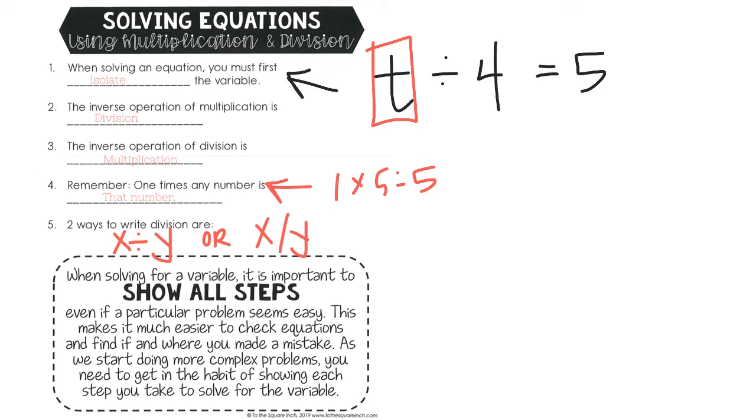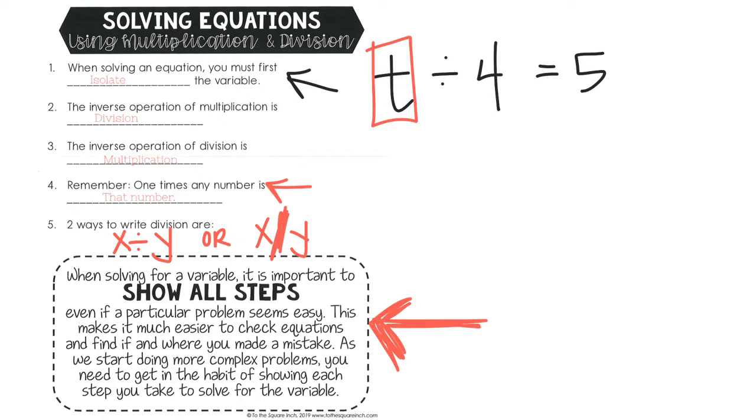And then the last thing: two ways to write division are x divided by y, or we can use that bar symbol. Make sure that you look at this bottom piece. Pause and read this if you need to, but it says, when solving for a variable, it is important to show all steps. Even if a particular problem seems easy, this makes it much easier to check equations and find if and where you made a mistake. As we start doing more complex problems, you need to get in the habit of showing each step you take to solve for the variable. So in other words, show your work. Some of you are rolling your eyes right now and saying, yes, Miss Loggy, we know. But I want to make sure that we've talked about this and how important it is, and this is the time for it to shine.